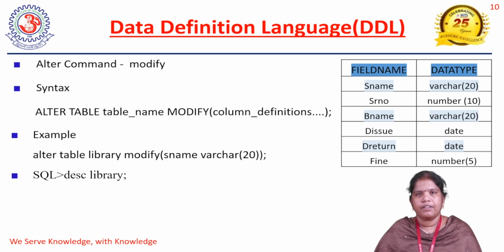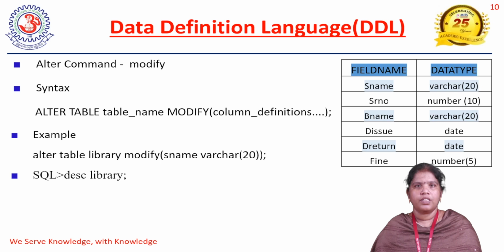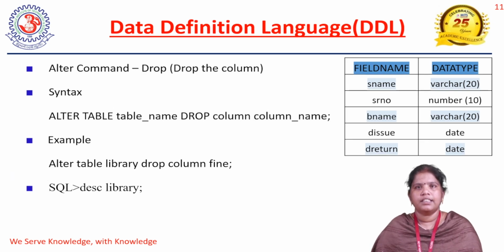So in our example, student name varchar is 20. We are changing the student name varchar size from 10 to 20. So here we are changing the size of student name varchar from 10 to 20. To view this, we will use DESC library. In DESC library, it has been changed from 10 to 20.